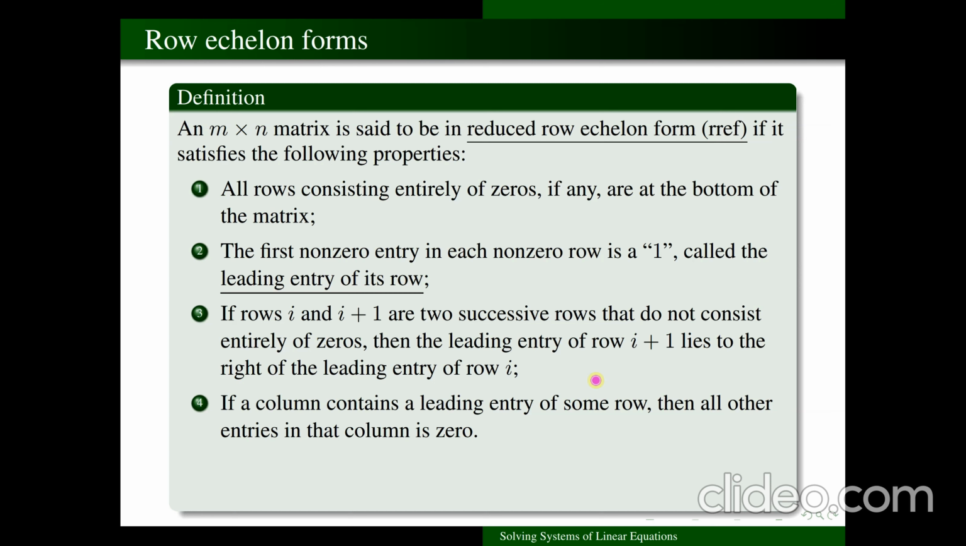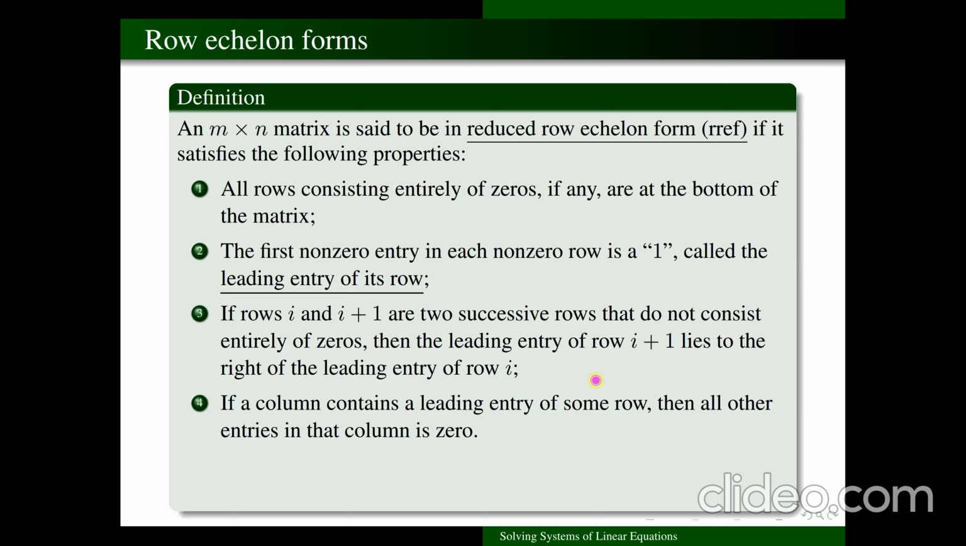In general, a matrix of size m by n will be called a matrix in reduced row echelon form, or RREF, if it satisfies the following four properties. First, all rows consisting entirely of zeros, if any, must lie at the bottom of the matrix. Second, the first non-zero entry in each non-zero row is a 1, and this entry is called the leading entry of its row.